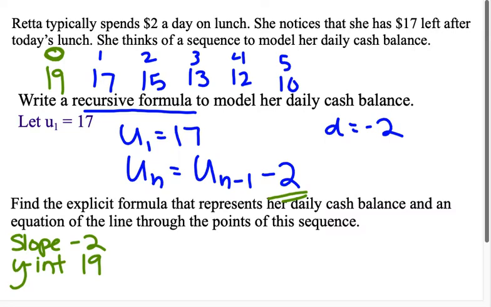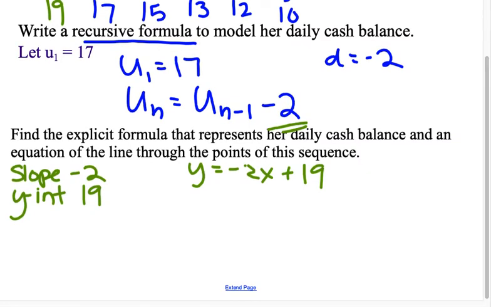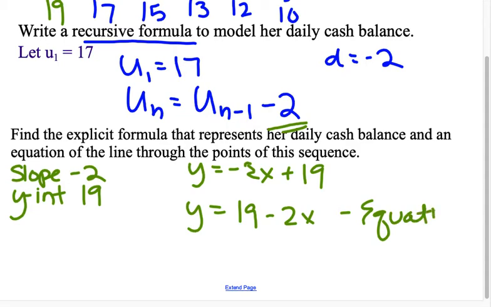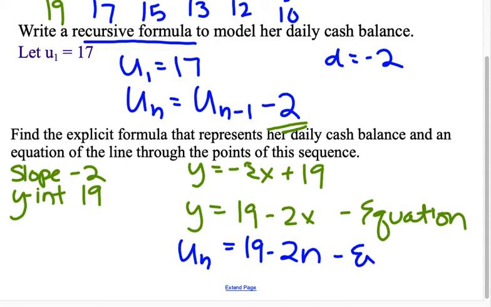So I like to write it as y equals -2x plus 19, that slope-intercept form that I'm used to. That's what feels comfortable for me. The textbook would change it to y equals 19 minus 2x. That would be considered the equation that you're used to. And then to turn it into an explicit equation, the y becomes u sub n, and the x becomes n, and that's explicit.